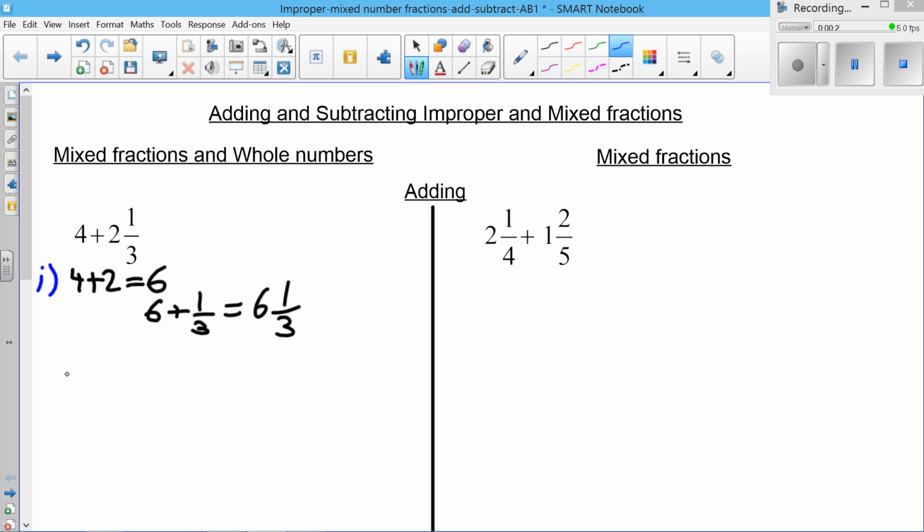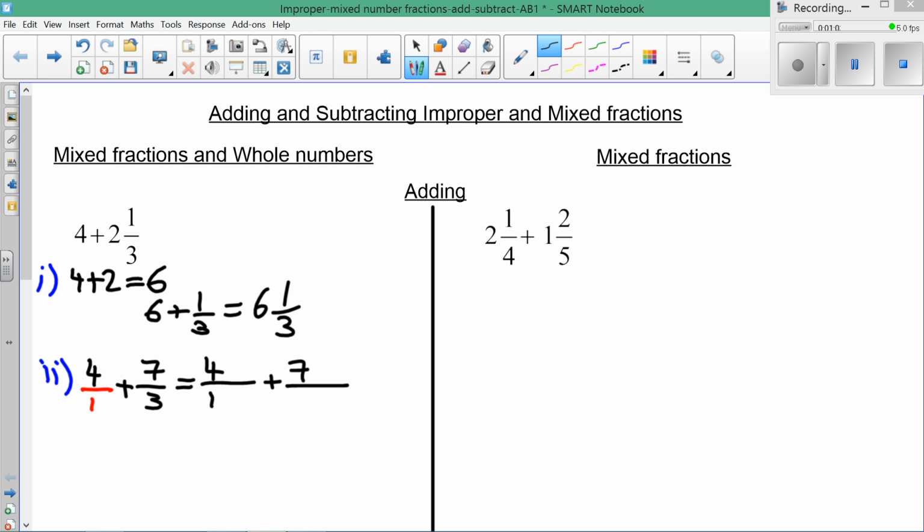The second method to do that is to turn the whole number into fraction form by putting it over 1. Then I have to add the mixed fraction, which I have to change into an improper or top heavy fraction. So 2 times 3 is 6 plus 1 is 7 over 3. Now I have two fractions with different denominators, so I have to create equivalent fractions. So I have to put 4 over 1 and 7 over 3.